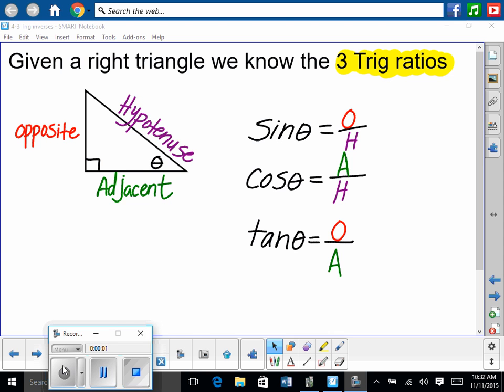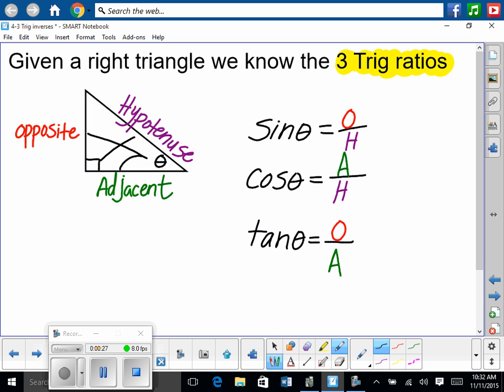Three trig ratios. We're going to use them again today. So we learned that given angle theta, we can identify the opposite side, the adjacent side, and the hypotenuse. So once again: opposite, adjacent, and hypotenuse, which is across from the 90, right? And if we know that, then we know the three trig ratios.